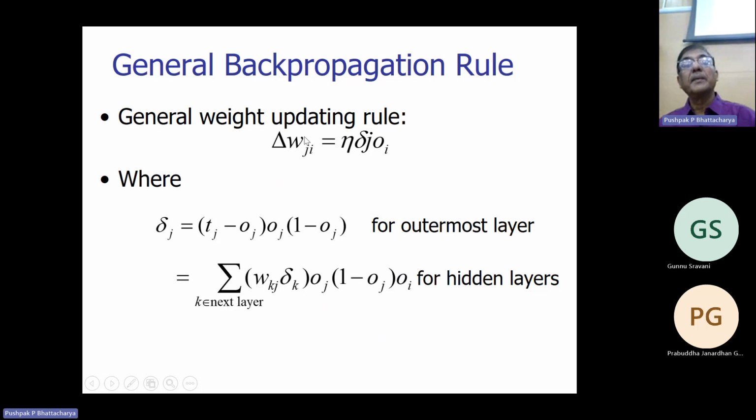So the backpropagation rule gives me two different expressions for the outermost layer of neurons and the hidden layer neurons. And this expression is called the backpropagated delta. More about this as we go forward.